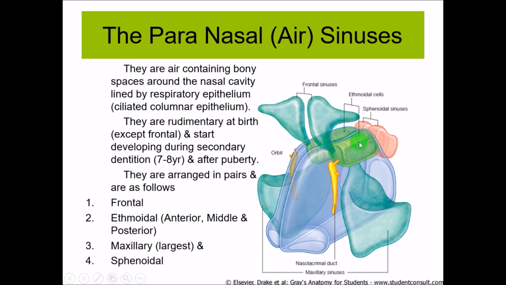Then we have the ethmoidal air sinus. In the ethmoid there are 3 air sinuses within each, the anterior, middle as well as the posterior, which are again in pairs on either side. Then we have the maxillary air sinus within the maxilla, the upper jaw, and the sphenoidal air sinus within the sphenoid bone. Depending on which bone they are present in, they are named accordingly. So they are the frontal, ethmoidal, sphenoidal, and the largest one, the maxillary air sinus.